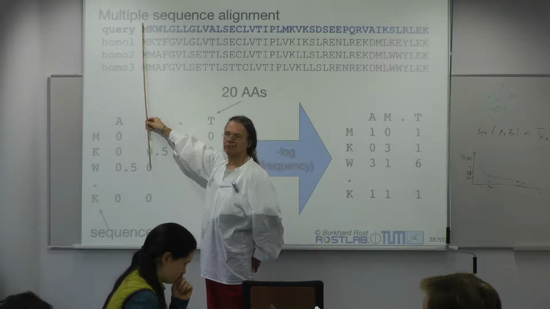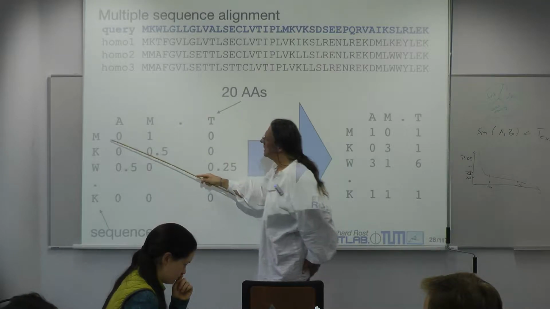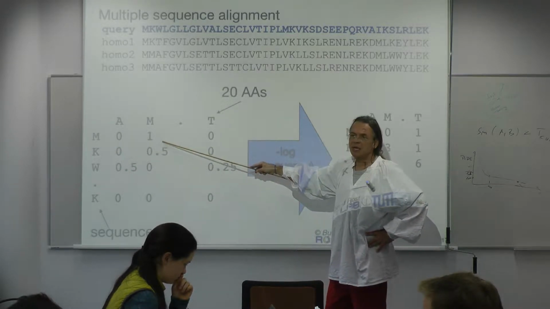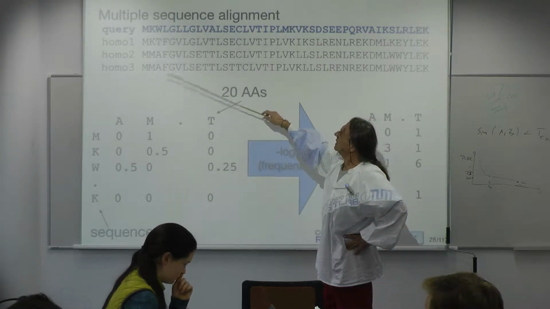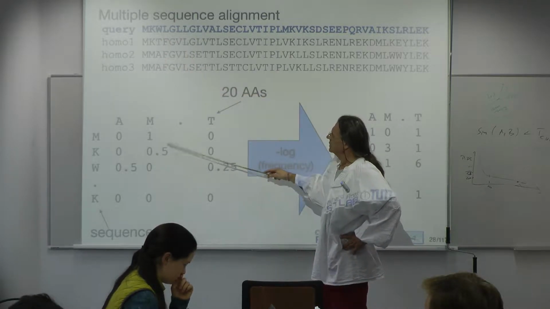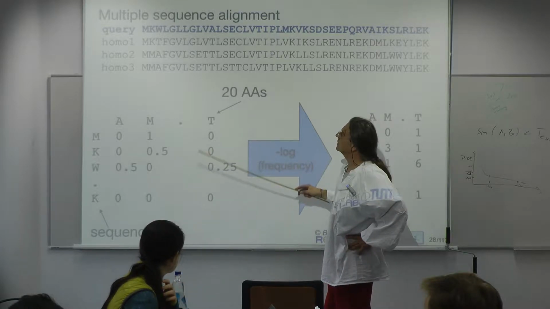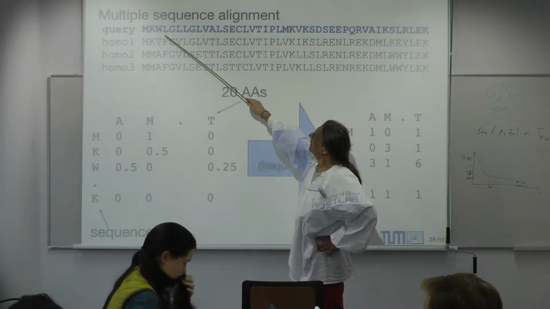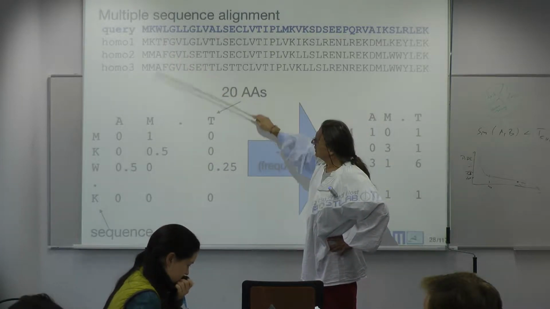Let's begin with the M. The first residue, the M, has 100% M's in the alignment. The second one has 50% K and 50% M. Well, it's only the M that you see in this table. The K is not written here. The third one is 50% A.